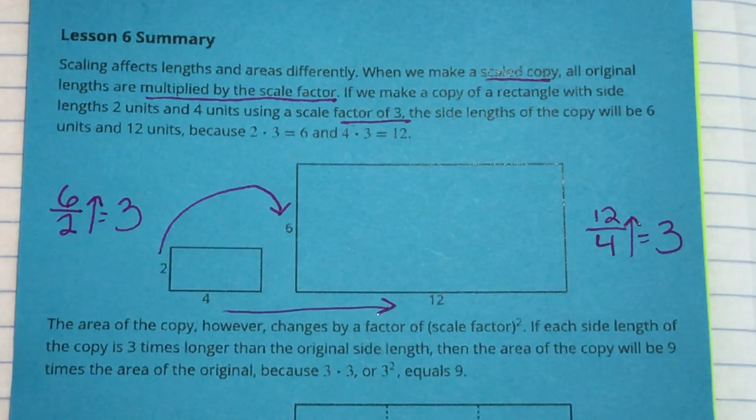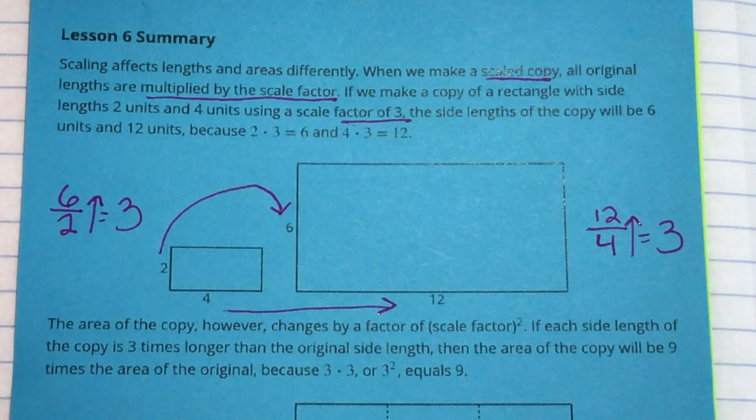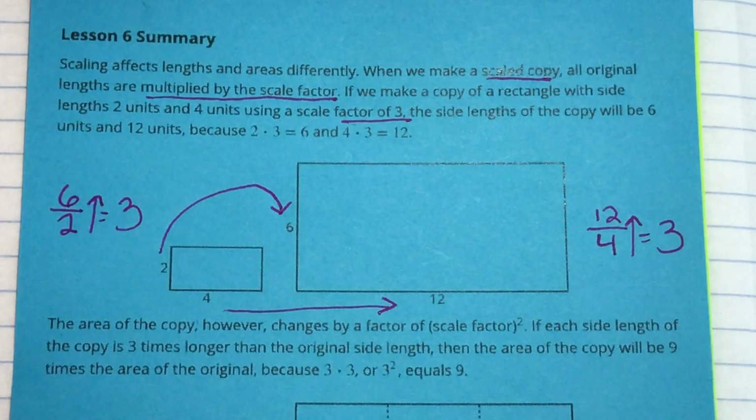If they only did it to the 2 and the 6, would that be a scaled copy? No. The height would change, but the width would not. It would look super weird.